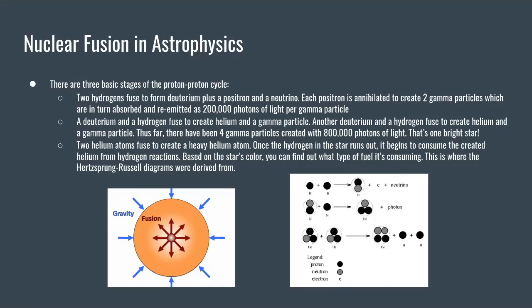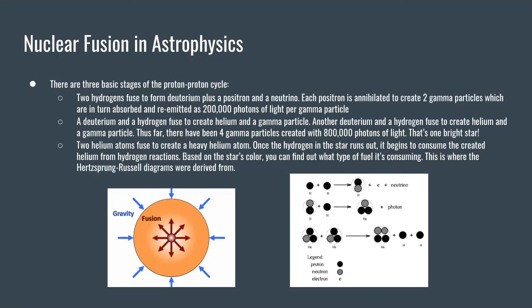So secondly, a deuterium and a hydrogen fuse to create helium and a gamma particle. Another deuterium and a hydrogen fuse to create helium and a gamma particle. Thus far, there have been 4 gamma particles created with 800,000 photons of light. That's one bright star. And finally, 2 helium atoms fuse to create a heavy helium atom. Once the hydrogen in the star runs out, it begins to consume the created helium from the hydrogen reactions.